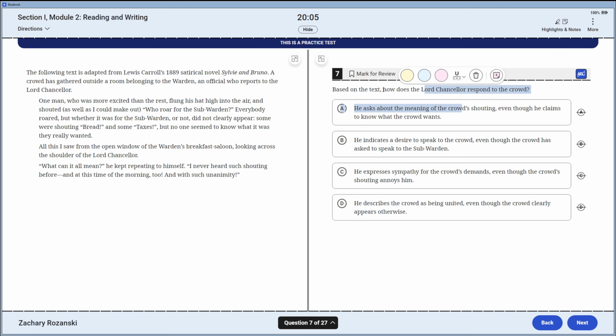How does the Lord Chancellor respond to the crowd? This is going to be based on according to the text. So I'm just going to read it to get a familiarity with where the details are.